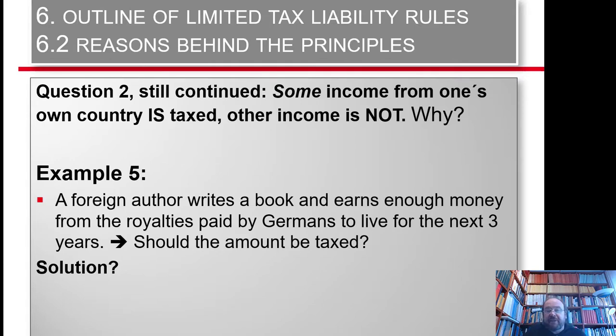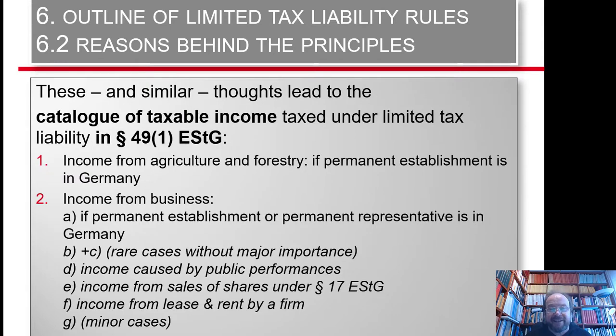Yeah, a foreign writer writes a book, what writers very often do, and earns money, what writers very rarely do, from the royalties paid by Germans. The money is enough to live from it for the next 3 years. Should the amount be taxed or not? That's a question of debate. One could say, well, if there is some money which we can tax, why not? Here you probably have somebody in the inland transferring the money to the foreigner's bank account. You could say he earns that in the German market from a German business partner, and so we might think about taxing it. Good. The houses in Germany and so on, you can always think about whether it makes sense to tax it or not.